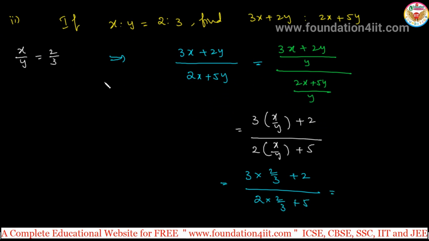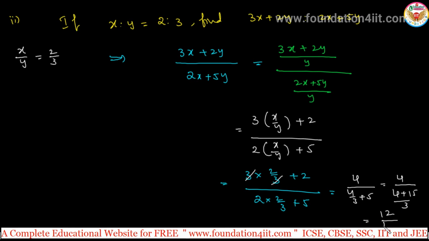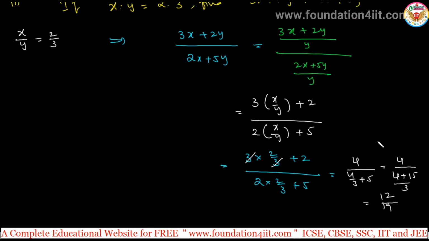If you simplify this, you can cancel 3, 3. 2 plus 2 is 4, and 2 into 2 by 3 plus 5. Do LCM: 4 divided by 4 plus 15 by 3. Finally reciprocal, so 12 by 19. So 12 is to 19. This value is 12 by 19. So 12 is to 19 we can write.